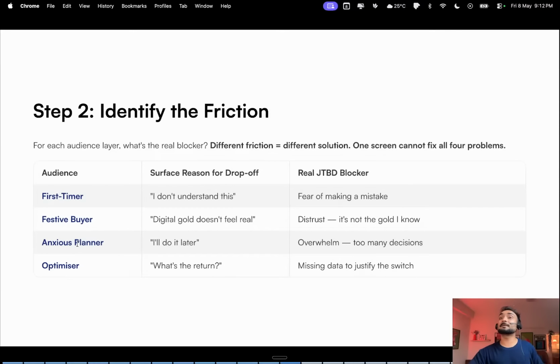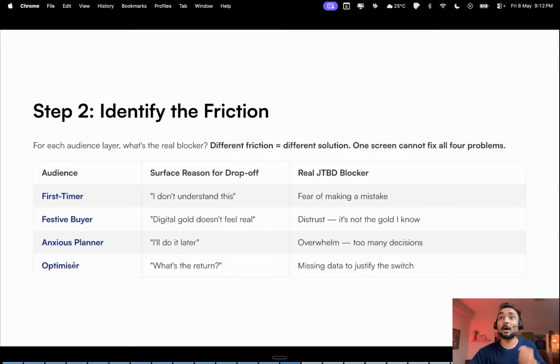Next, anxious planner. They are like, I'll just do it later, man. ठीक है, this person has so many things going on in their life. ठीक है, बच्चे की फीस, school, blah blah blah, right? This person is like, yaar, I have to do it, but I'll just see it later. What is the real blocker? They are overwhelmed. They have too many decisions to make. So their requirement is different.